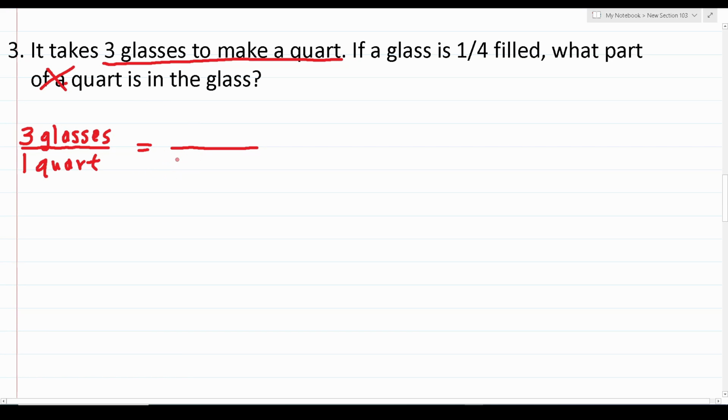The way you fill in the right-hand side of this proportion is like this. Since we have quarts in the denominator on this left-hand side, we're going to keep quarts in the denominator over here. And since we have glasses in the numerator, we're going to keep glasses in the numerator over here. If a glass is a quarter filled, so that means we have 1/4 of a glass. And we want to know what part of a quart that is. So that's going to be x of a quart.